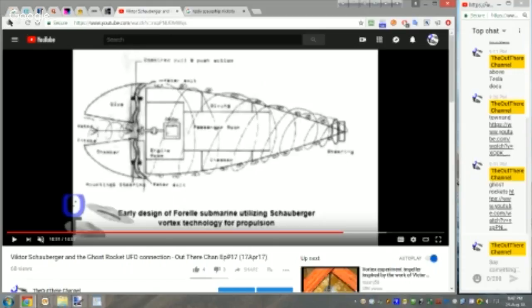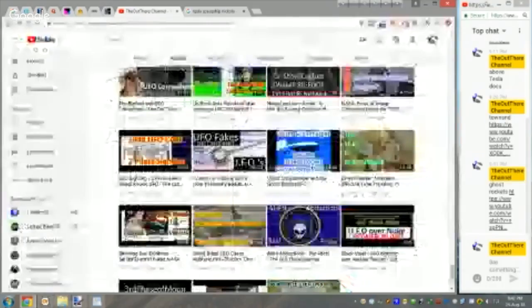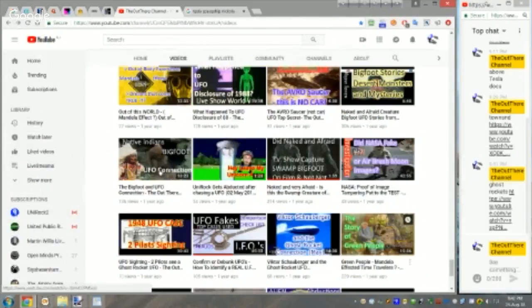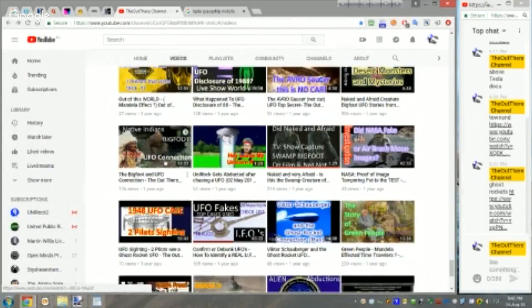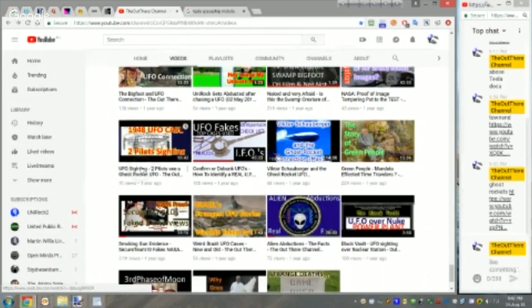But yeah, they're all the same idea, as difference in energy. And if you can get the field around a craft, you can control its movement as well as make it hover. So I did one here. Here it is. 1948. It was 1948. Two pilot sightings, and as you can see, they drew a picture of it.